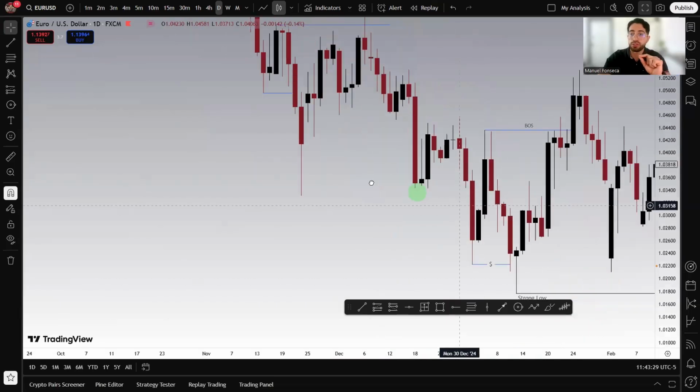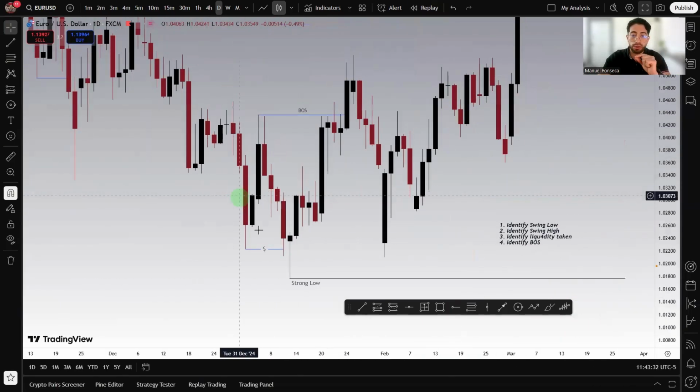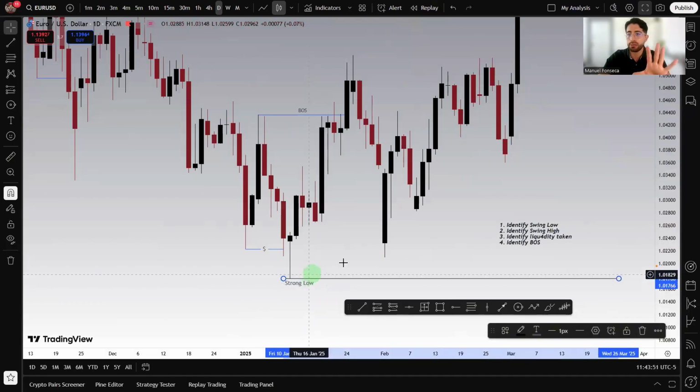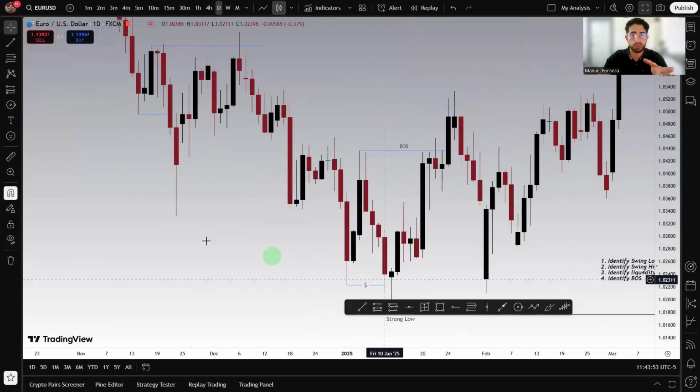So it's not confirmed. Until this point, when we saw the creation of the swing low, then the swing high, and then the strong low was created, we needed to wait for this break of structure, and then we determine that this will be a strong low. Otherwise, it will simply be a weak low, like this one, correct?